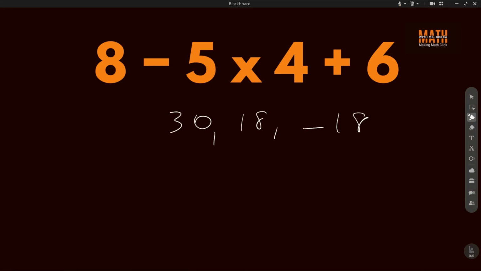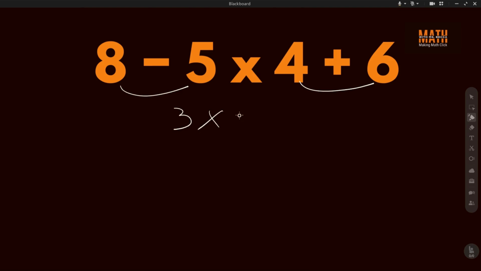Now, the first common mistake is that some people try to group these numbers and they force parentheses where they don't exist. So they solve as 8 minus 5 equals 3, then times 4 plus 6 equals 10, and then they get 30 as their answer, which is wrong.